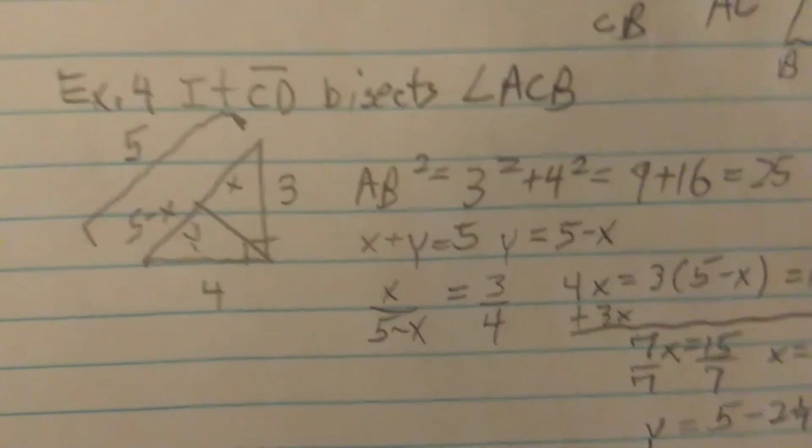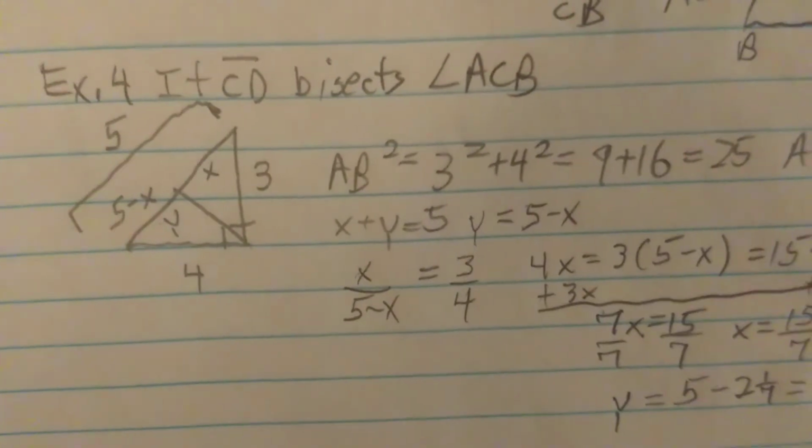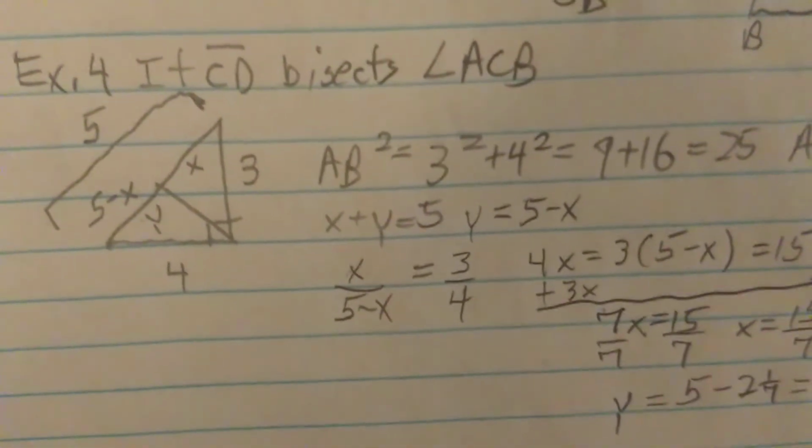So we can break that 5 up into x plus y equals 5, and leave x by itself, but make y equal to 5 minus x.